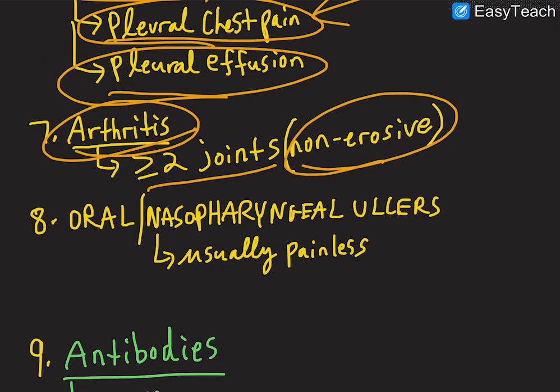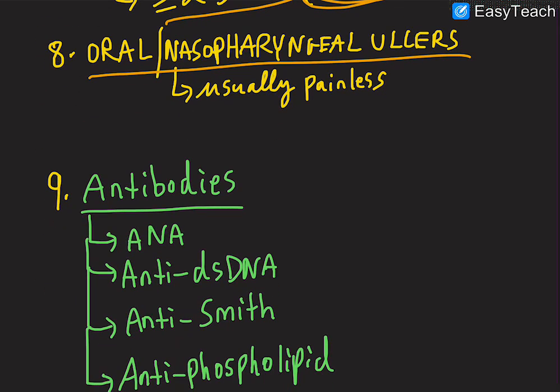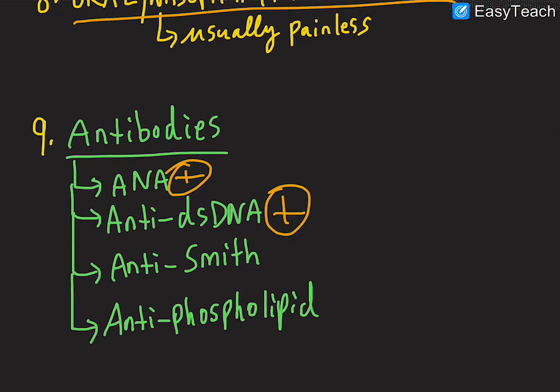Okay. And in lupus, you can also see oral and nasopharyngeal ulcers, which are usually painless. Those are the main findings. But remember, we need to have the antibodies down. The main antibodies to know in lupus are: you're positive for ANA, anti-nuclear antibody, positive for anti-double-stranded DNA antibodies, and positive for anti-Smith. You can be positive for anti-phospholipid antibodies also.